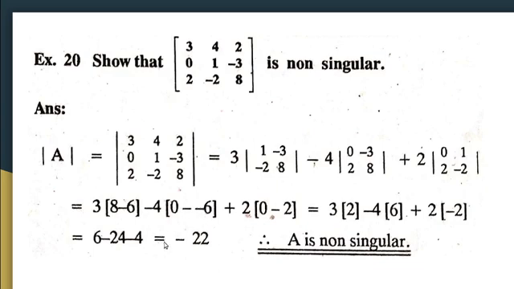That means there is a value for this determinant, so it is non-singular. If it is 0, it will be a singular matrix. If it has a particular value, it is found to be non-singular. So this determinant value shows that it is non-singular.